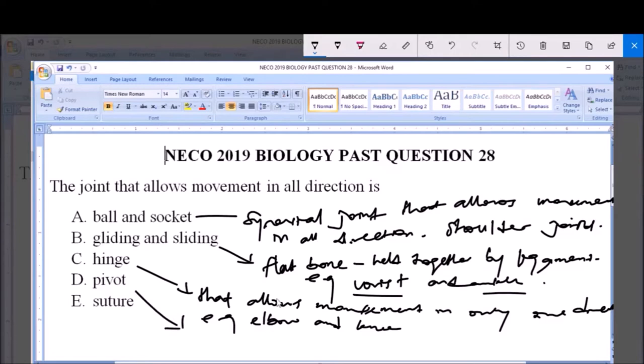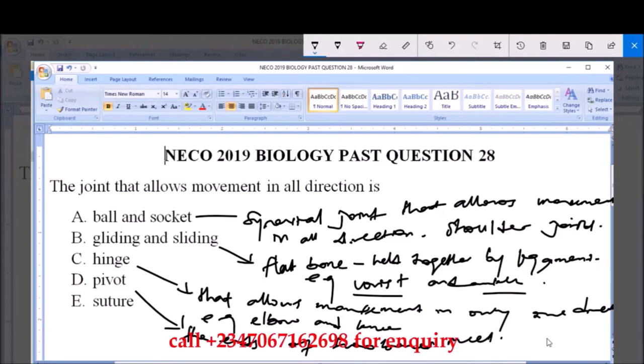Now the pivot joint. The pivot joint is also a synovial joint in which the ends of two bones meet in such a way that one end of this bone forms a central bony cylinder and the other end forms a ring. So we call it a pivot joint. Take for instance one end of the bone forms a central cylinder, and then the other bone forms something like a ring like this. So we call it a pivot joint. An example where you can find this pivot joint is in the neck. The neck is a typical example where these pivot joints can be found.